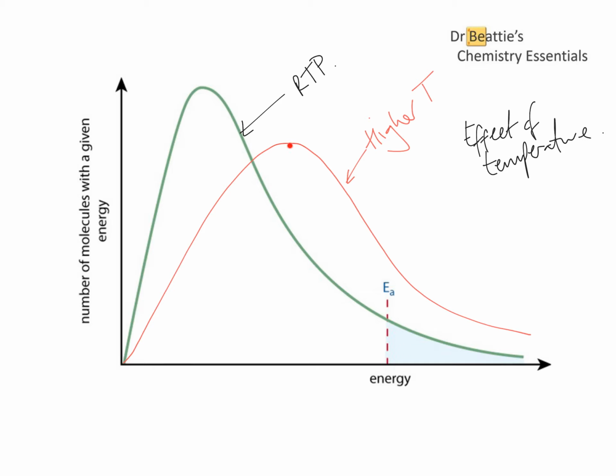Now, with this shift comes the fact that we also need to keep the area under the curve, this red curve, exactly the same as the area under the green curve. And we've roughly tried to approximate this because it shifts to the right, but also shifts downwards. Noticing also that previously in this green shaded area, these were the particles with enough energy to undergo a successful collision. With this new curve, we have more particles that have the activation energy, so undergoing a successful collision.